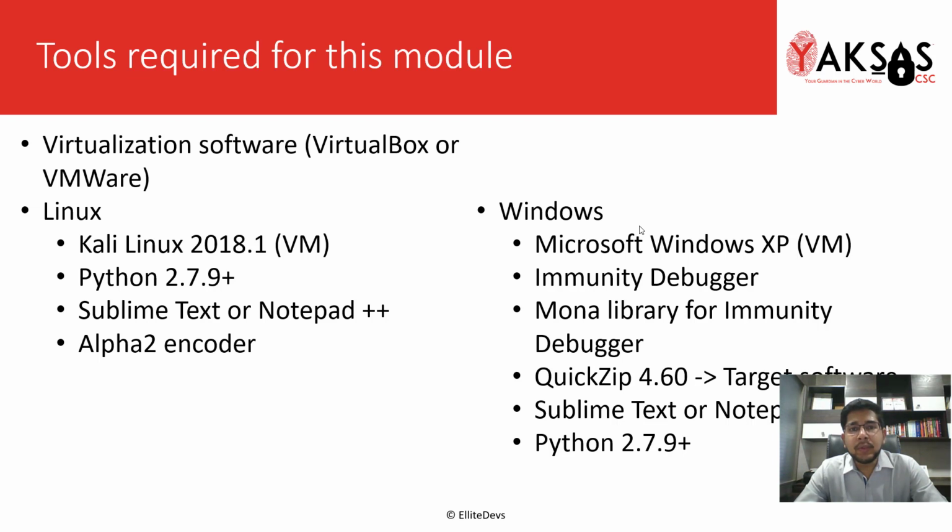For Windows, we will be using Microsoft Windows XP as a virtual machine, and on Windows XP we will be using Immunity Debugger and the Mono library for Immunity Debugger. Our target software will be QuickZip 4.6. And again, on Windows we will also be needing a text editor. You can use any text editor of your choice. I will be using Notepad++ in this case, and we will also be needing Python 2.7.9 or above.